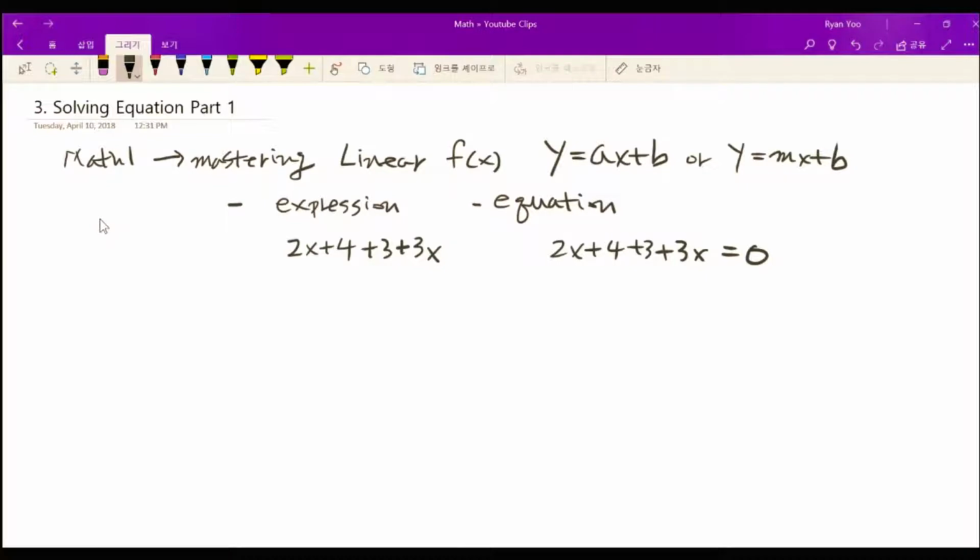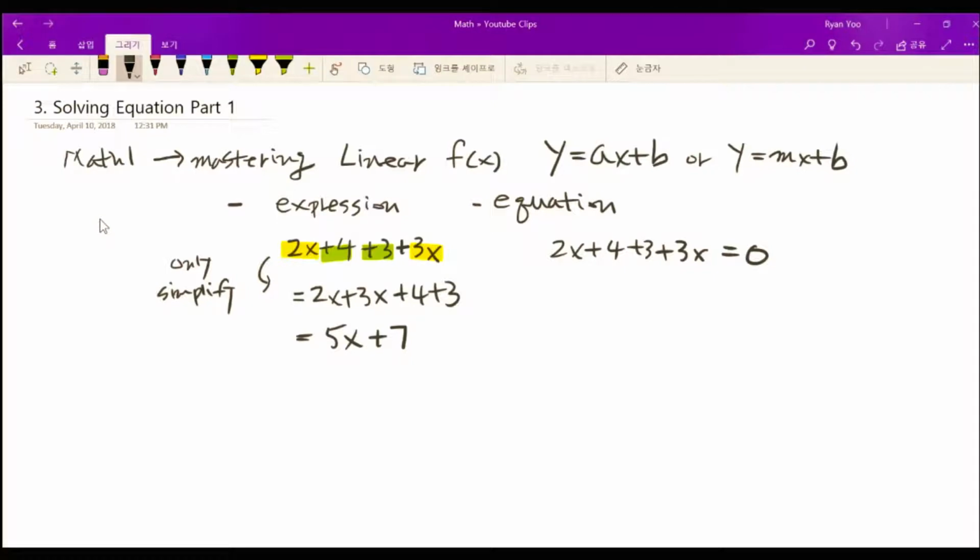If it's an expression, you can only simplify. So we are going to do some combining like terms. 2x has an x and 3x has an x. We can combine those two as like terms, and plus 4 and plus 3 are like terms. So if I simplify it, I rewrite that as 2x plus 3x plus 4 plus 3. They have the same variable, the same sign, positive 2 and positive 3. Therefore, I will have 5x. 4 plus 3 is 7.